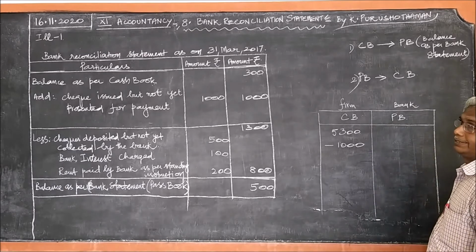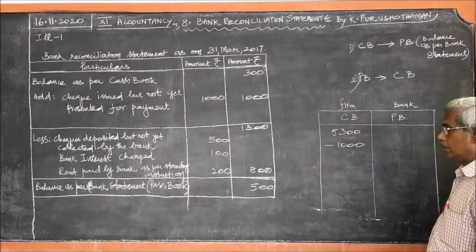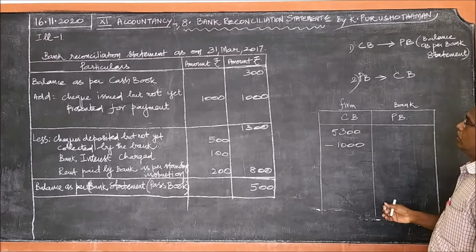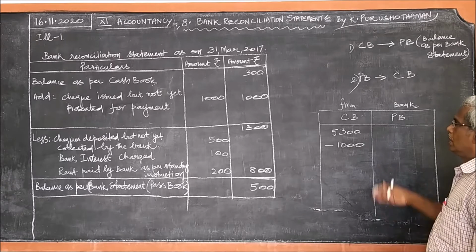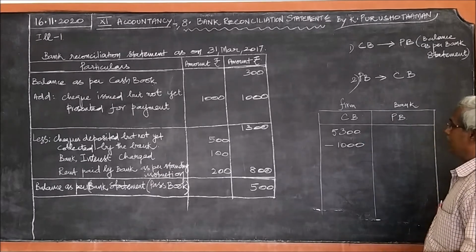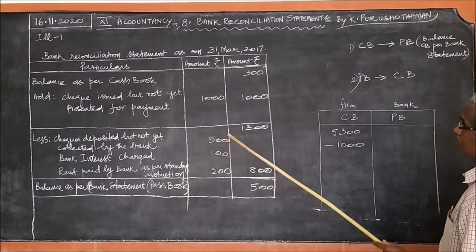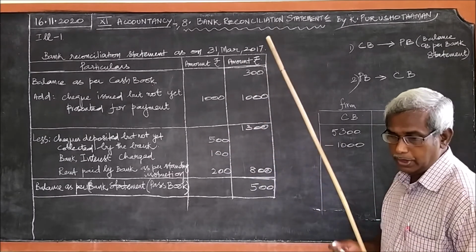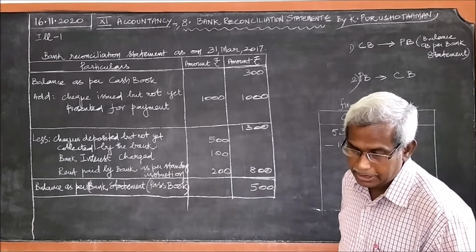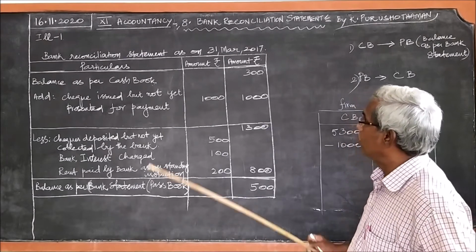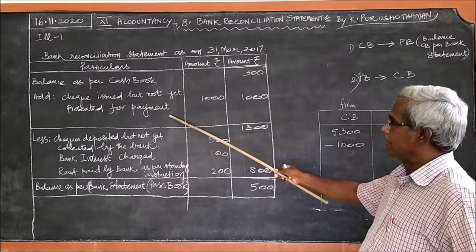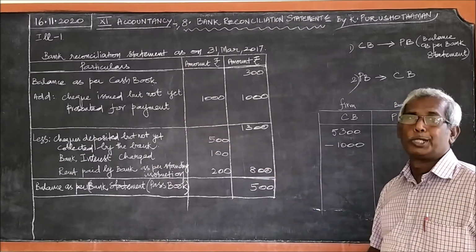Bear it in mind. If we give a check to someone, what do we do? We show that amount as minus in the balance. So this is what happens. But what happens, checks issued but not yet presented for payment. That is the second one. Not yet presented for payment.